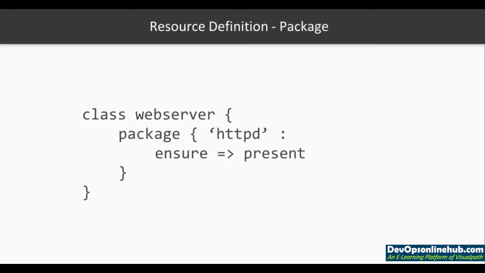The first resource that we define is the package resource, which asks Puppet to install the HTTPD package. This example assumes that we are using a CentOS agent. We will get into more diverse configurations in a short while.